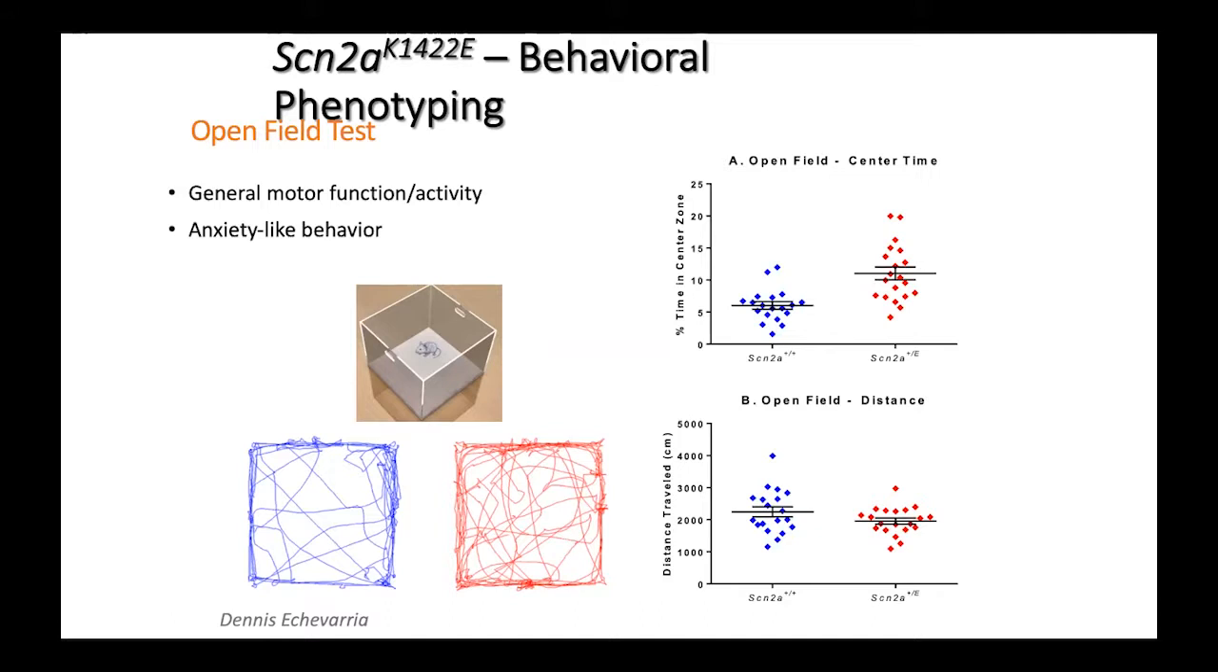So really, we just put the mouse in a box in a brightly lit room and let them explore. And their natural tendency is to stay towards the walls. And this is just a trace of all the movement over the course of 30 minutes. The wild type mice will stay pretty close along the walls. And what we found, in fact, was that the KE mice tended to spend a little more time in the center, even though the distance that they travel is about the same. So that suggests that they have either less anxiety-like behavior, or at least their behavior isn't inhibited by this normally aversive condition.